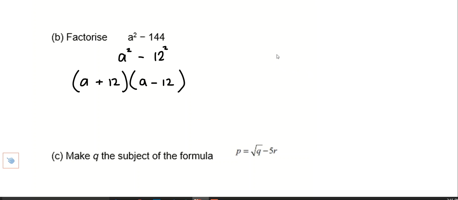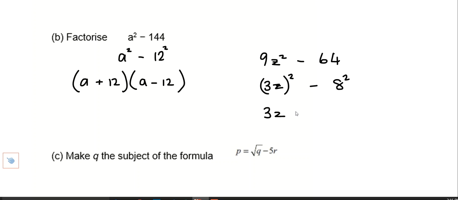Just to go, maybe what Hayley's saying, if we have something like 9z squared minus 64, is that the difference of two squares? 9 is a square number. Sorry, I don't mean 69, I meant 64. And they're both square numbers. So this would be what squared? 3z all squared minus 8 squared. So then what are the brackets?